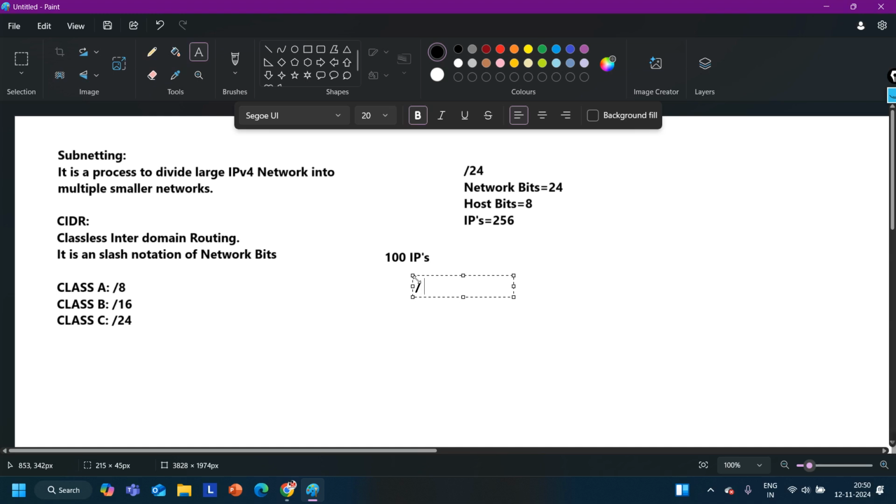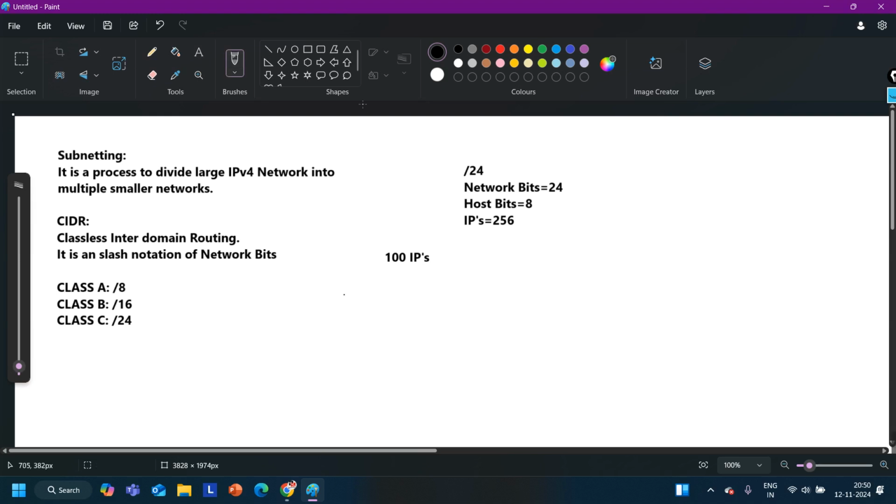What should be the slash value? Slash 24 is going to give me 256 IP addresses. I can use the formula. The formula to calculate IP addresses is 2 power h. So 2 power h should be greater than or equal to 100. What should be the value of h?